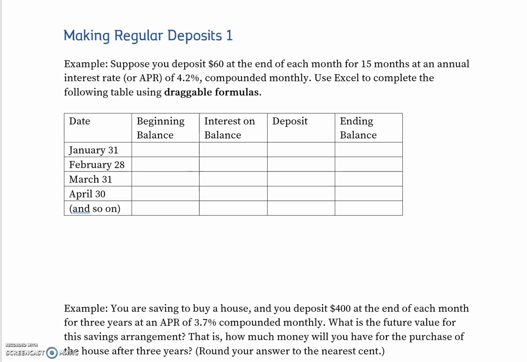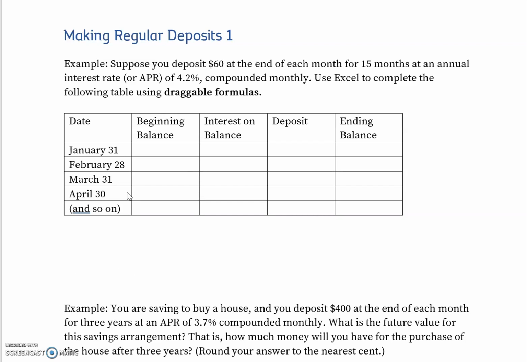In this section, we're going to be looking at making regular deposits or regular payments. So this is a little different from what we've done in the past. In the past, we made one deposit, usually some big amount, and then we let it sit in an account and accrue interest. Now, while that's useful, the way that most people are going to operate is instead of putting one giant amount in, they're going to put a smaller amount in more regularly.